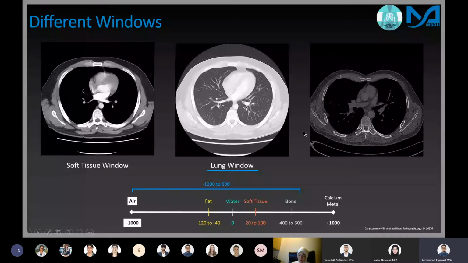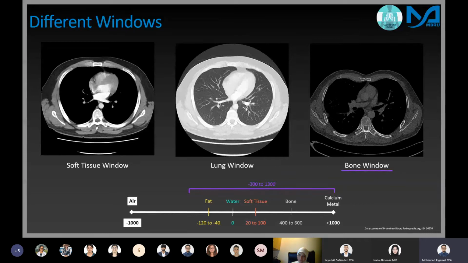And then if we move to the complete opposite side of the scale, we'll go to a bone window. It's a little smaller than the lung window, but it's more towards the positive side, and that helps determine the densities of the bones themselves. So everything else looks a lot darker, but the bones kind of stand out.